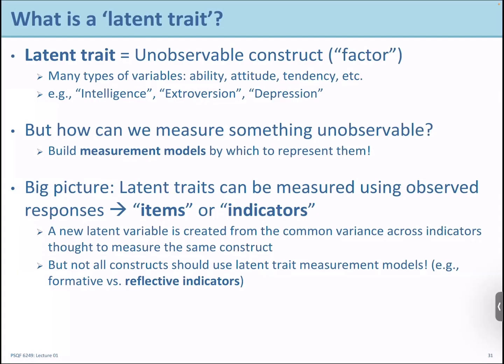So latent traits can be measured with observed responses to questions or items of a survey. A new latent variable is created from the common variance across the indicators. So you think of it this way. If you had 5 items like we have here, and they all had roughly the same correlation, right? Maybe they all were correlated 0.7 or 0.8, something along those lines. That's like a common amount of variation. Something's common to all of them. We take that idea and we turn it into the latent variable itself. That's a very rough way of describing how things function.